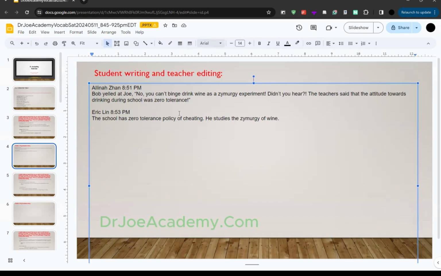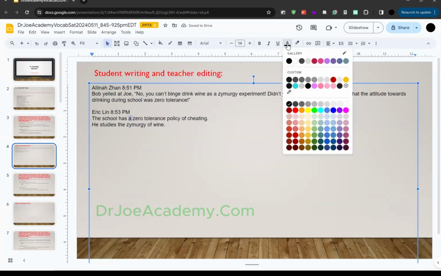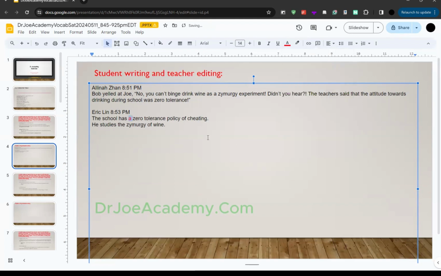Good job, Eric. So these are great sentences talking about both of these two words. So well done. One thing that I want to do is we're going to say has a zero tolerance policy, since zero tolerance is a noun, and we're saying it's a zero tolerance policy. But otherwise, these are two very well-written sentences, Eric, and they both use the two words correctly, so great job.